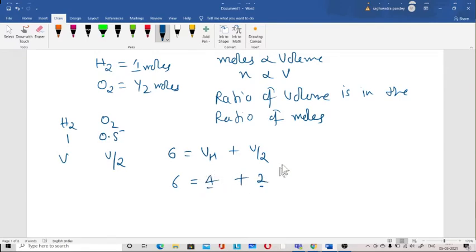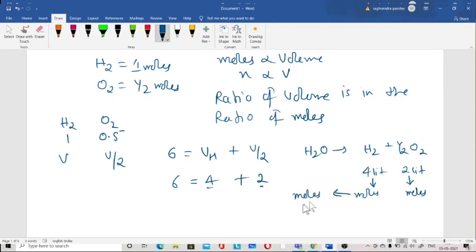Okay, 4 and 2. So H2O is producing, this is the reaction, H2 4 and O2 2. So 4 liter and here 2 liter. Now convert these into moles. Then from the moles find the moles of H2O. Then find the weight of H2O. Do this.